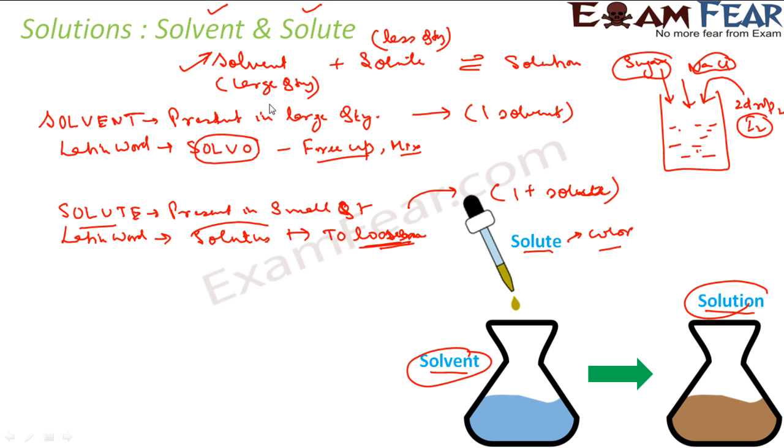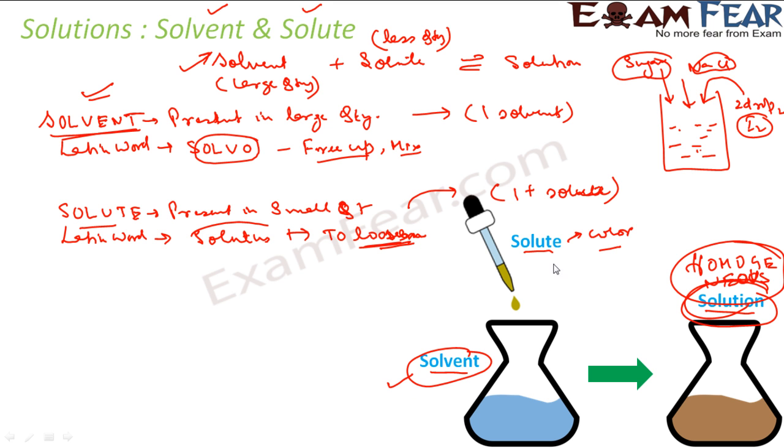Correct? So with this we can redefine solvent as, solvent is nothing but a substance that dissolves solute to form solution. Solvent dissolves solute to form solution. Similarly, solute is nothing but a substance that is dissolved in solvent to form solution. So end of the day, the final product is solution. That is nothing but my homogeneous mixture. Correct? This is my homogeneous mixture. So this homogeneous mixture is my solution.